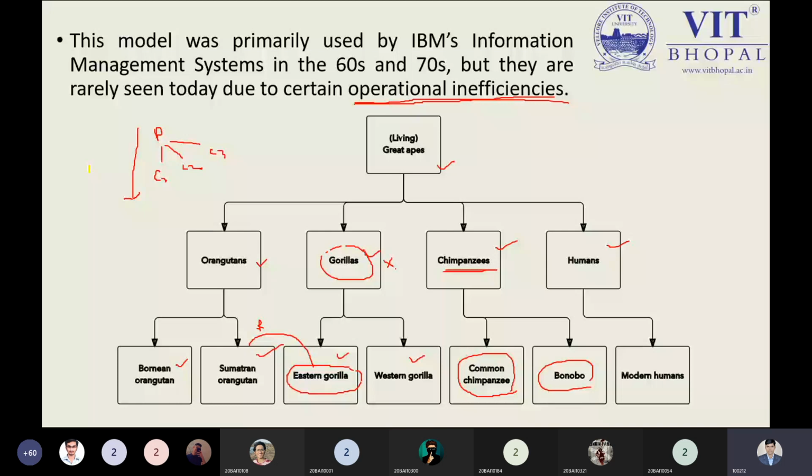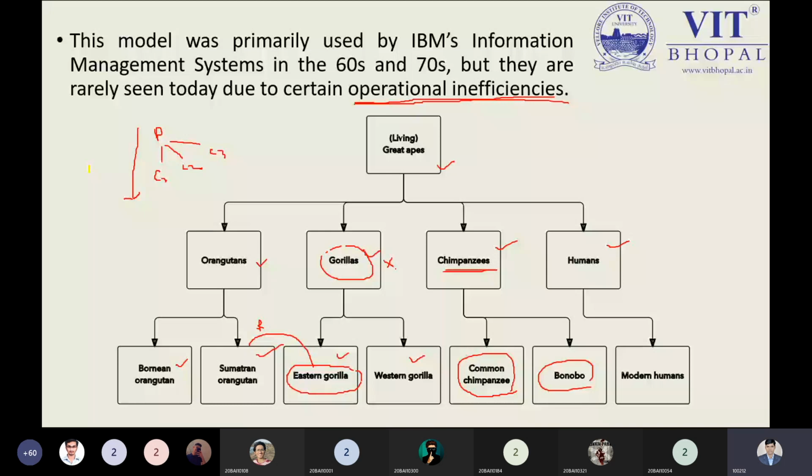With the help of the hierarchical model, I can easily identify which root I belong to. So that is a bonobo. Bonobo means I belong to the chimpanzee. So definitely this is the point by which I can easily find out my information, or my data, from the hierarchical model.